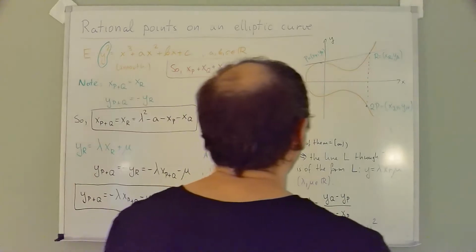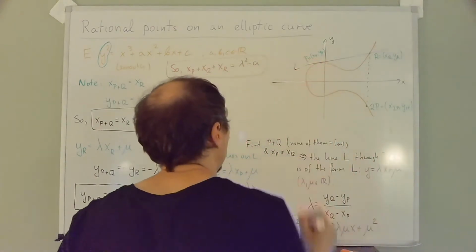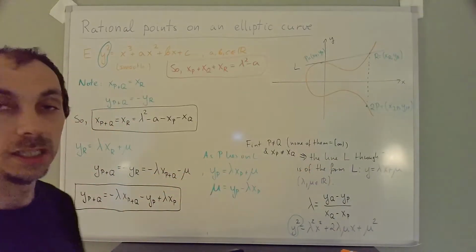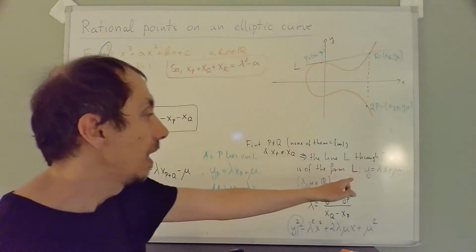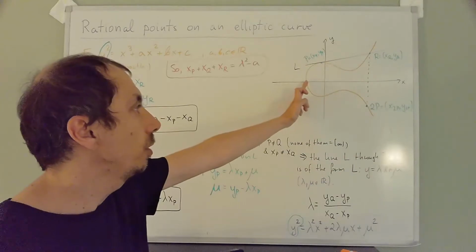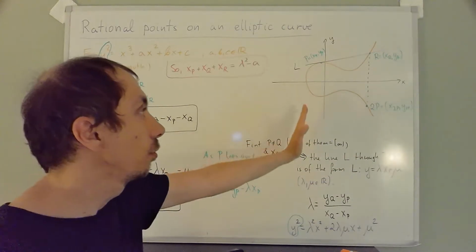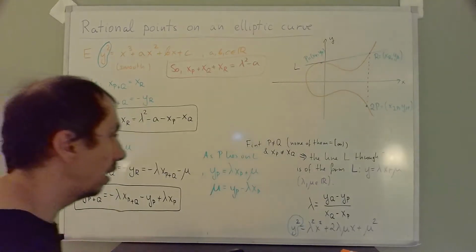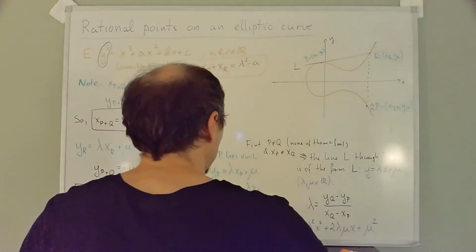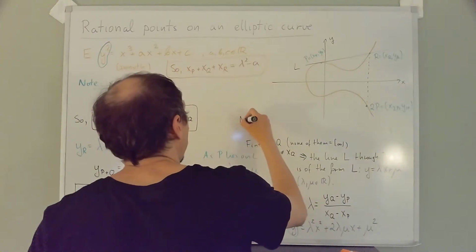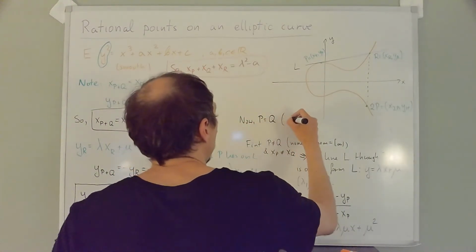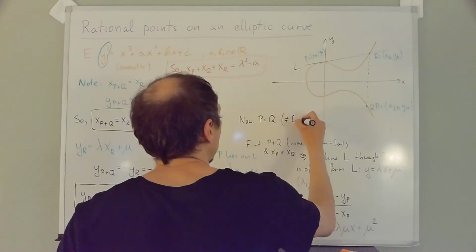Okay, so that's still a line L. And I would still write it in this form. Right? It's still of the form lambda x plus mu because the line is not vertical. That was one of our assumptions. So this is now the case where P is equal to Q, and P is not equal to infinity.